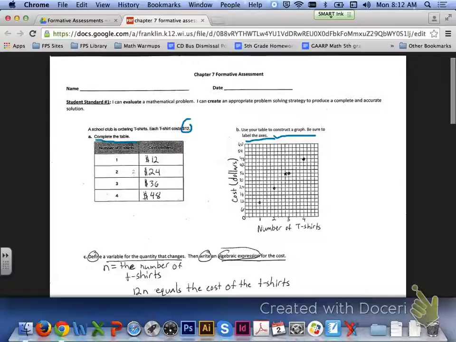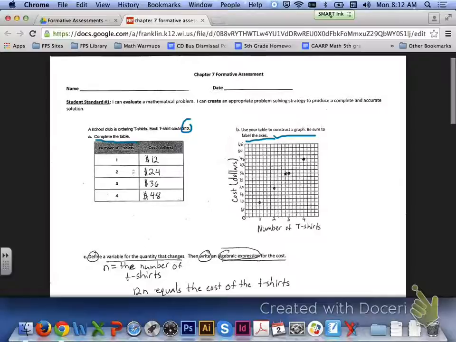For letter C, it says define a variable for the quantity that changes, then write an algebraic expression for the cost. So I said n equals the number of t-shirts, that's my variable, and it changes. Right, it's 1, 2, 3, 4. So that changes. What doesn't change is the cost. So it says write an algebraic expression for the cost.